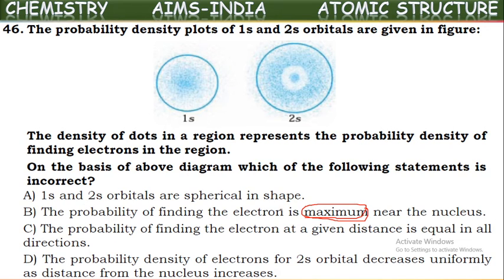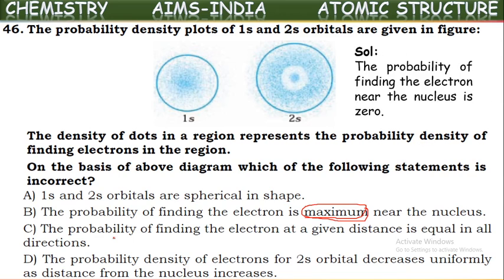Probability of finding the electron at a given distance is equal in all directions. Yes, for the s orbitals, the probability of finding the electron at a given distance is equal in all directions, as these s orbitals are spherical in shape. The probability of finding the electron near the nucleus is 0, not maximum. So only the second statement is incorrect.